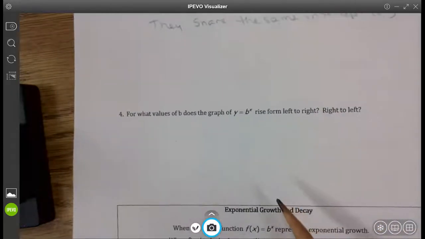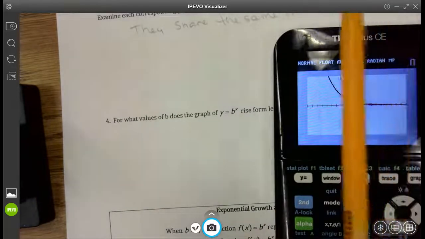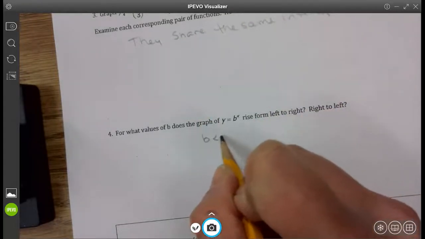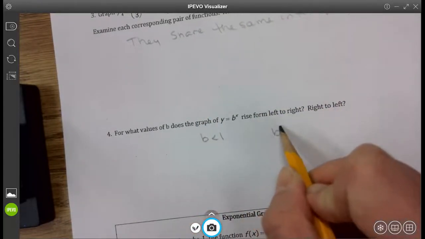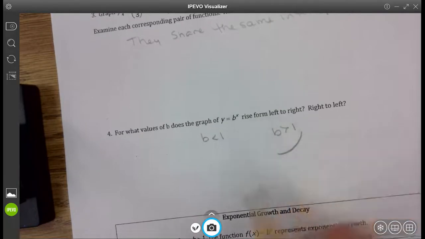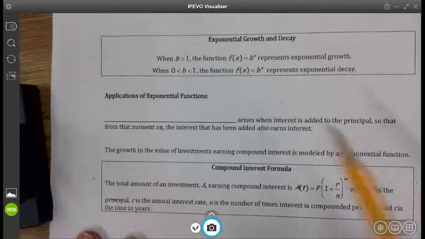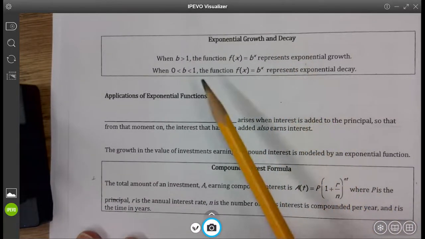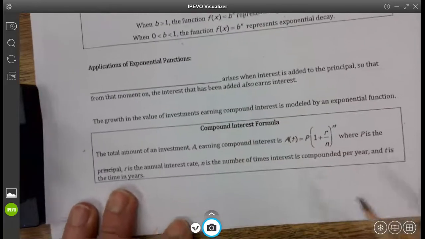It says, for what values of b does the graph rise from left to right and right to left? So we're going from left to right here because b is less than 1. And so when b was greater than 1, it went up like this. When b is less than 1, it went down like this. It says exponential growth and decay, and they just reiterated it here. When it's greater than 1, it's growing. When it's less than 1, it's decaying.